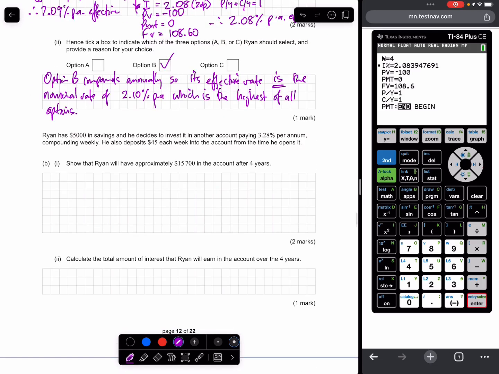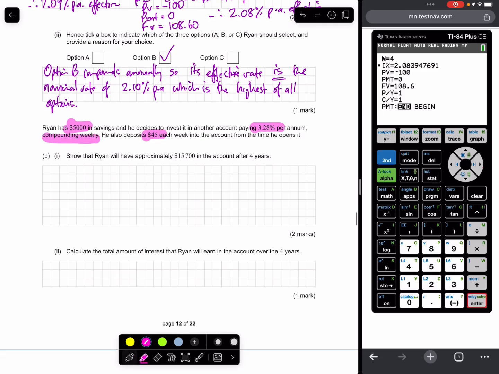Ryan has $5,000 in savings. He decides to invest in another account, paying 3.28% per annum, compounding weekly. Deposits $45 each week. Show that Ryan will have approximately 15,700. N, 4 years times by compounding weekly, 52, 208. Interest rate is 3.28%. PV.